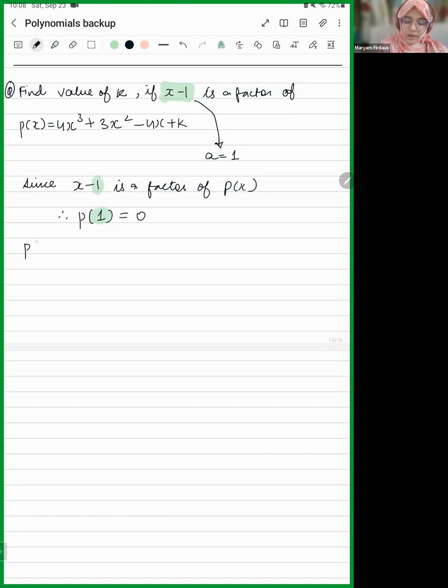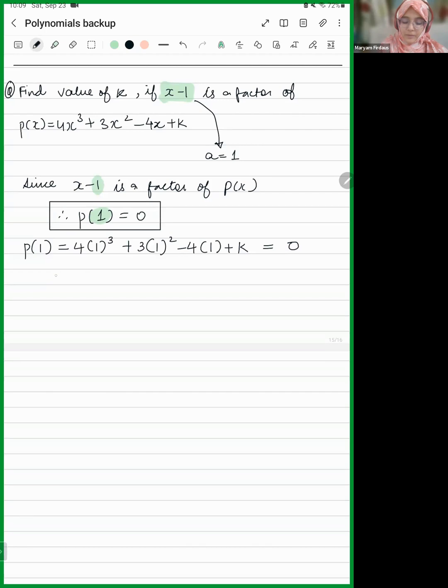So P of 1 is what? In place of x, just keep substituting it with 1. So 4 times 1 cubed plus 3 times 1 squared minus 4 times 1 plus k. And this is equal to 0. That's what we have found from this equation.